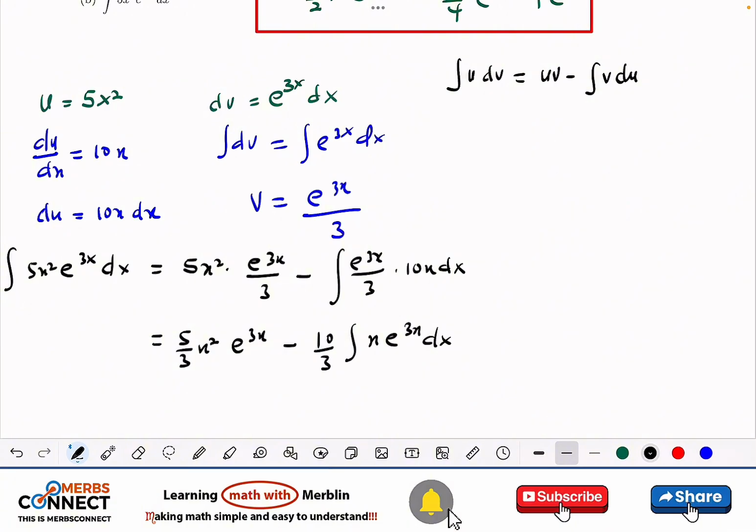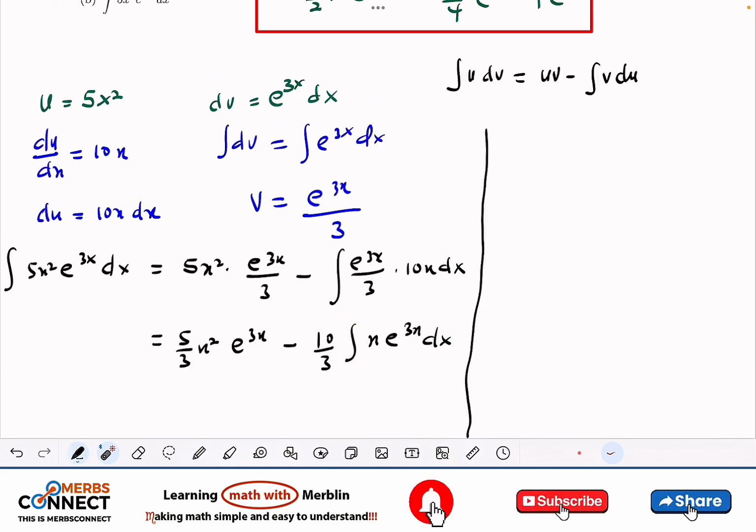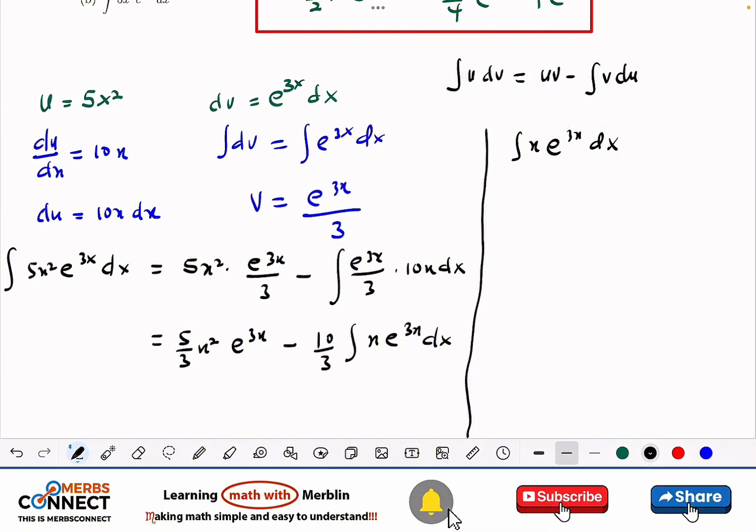So I'll divide my board into 2 like this. So what I need to do is now pick this, only this, and do integration by parts again and come and do substitution. So the integral of x e to the power 3x dx. So as I said, anytime I have an exponential function, this will be my dv.